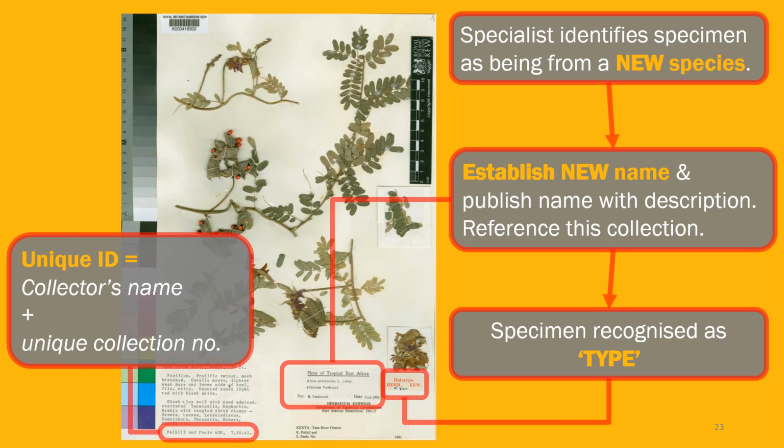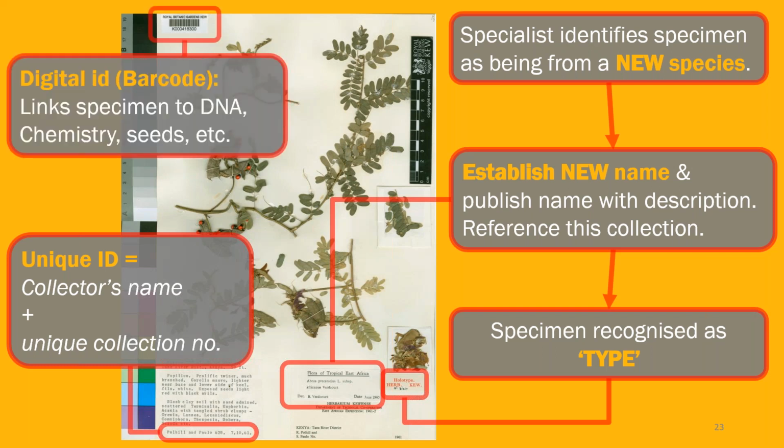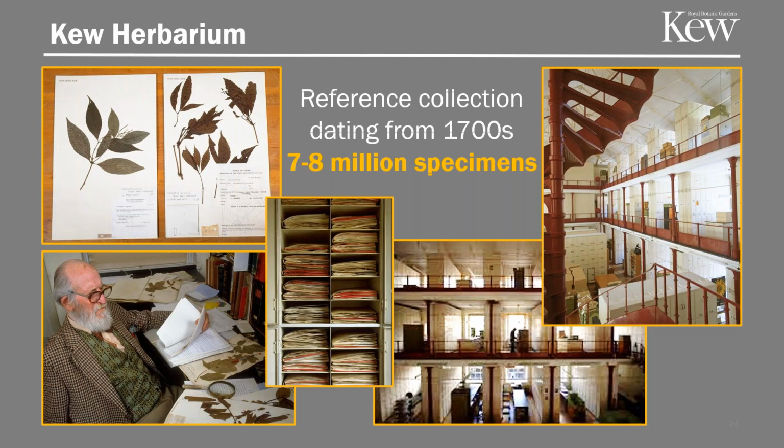And this specimen then becomes recognized as the type, and it establishes for all time what the molecular biology, what the chemistry, what the hairs look like, or the description, whether it's got red berries or not. All that information is forever tied to that Latin name as published, citing this specimen. And finally, just to complete the picture, that digital ID, which is all of our type specimens are digitized, will link that specimen to the DNA record, the chemistry, the seed morphology, and so forth.